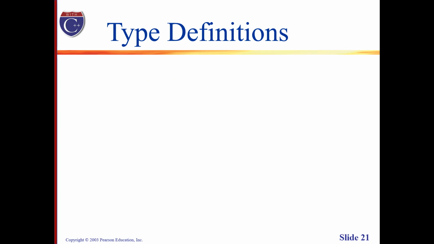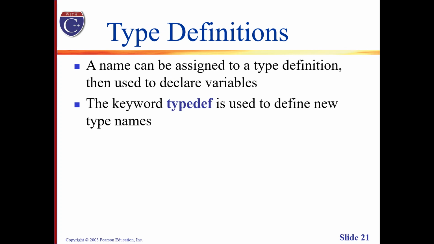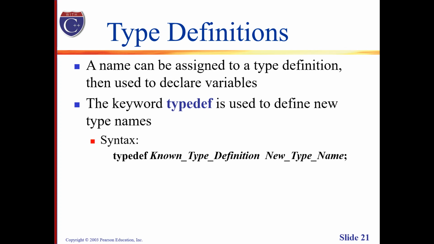We also have the concept of type definitions. What is this? A name can be assigned to a type definition, then used to declare variables. This is especially useful when we are dealing with pointer variables, which sometimes can get confusing. To do this, we use the keyword typedef to define new type names. Here's the syntax to do that. Of course, we use the typedef keyword followed by our type definition and of course our very own type name.